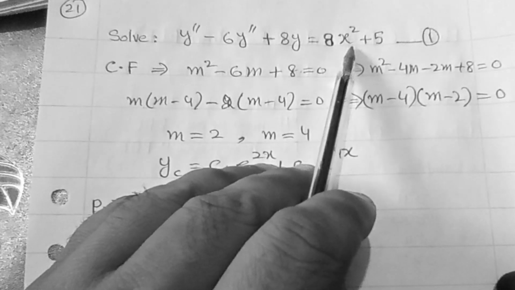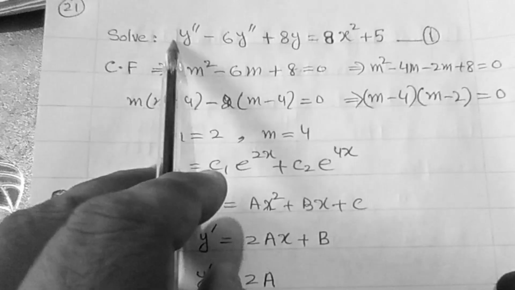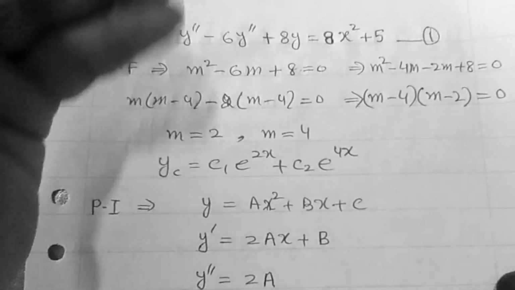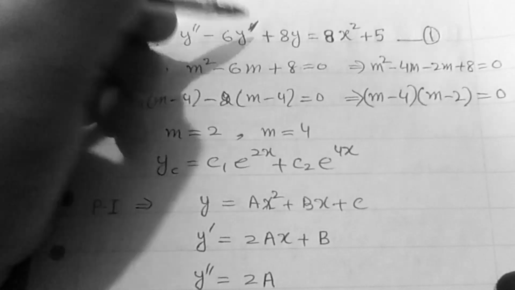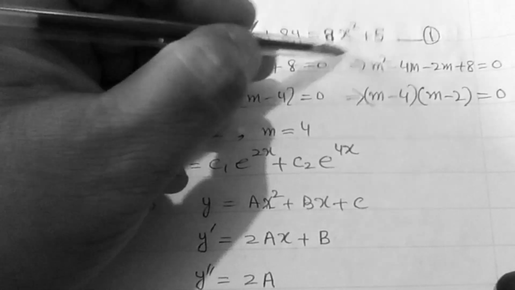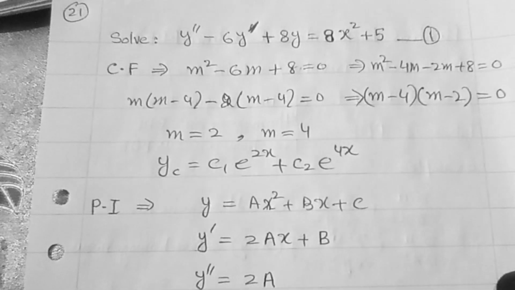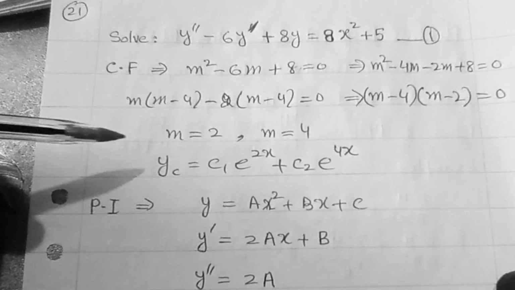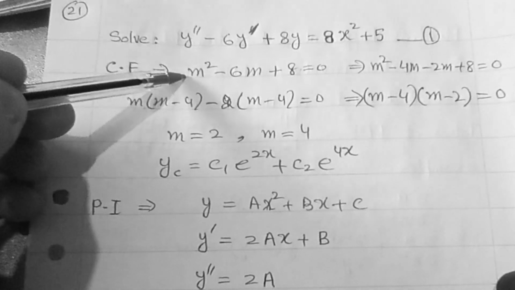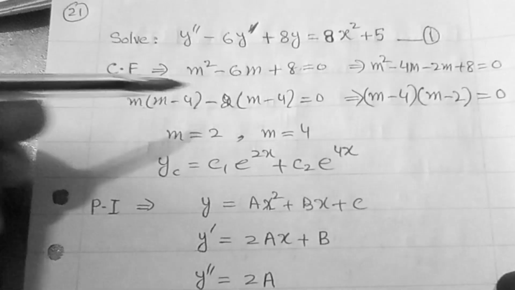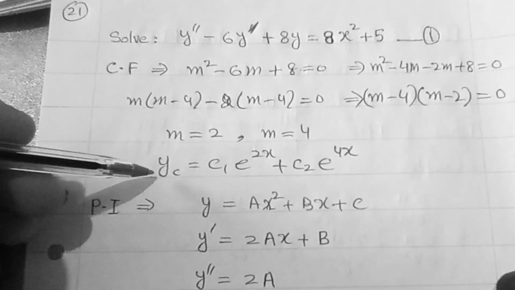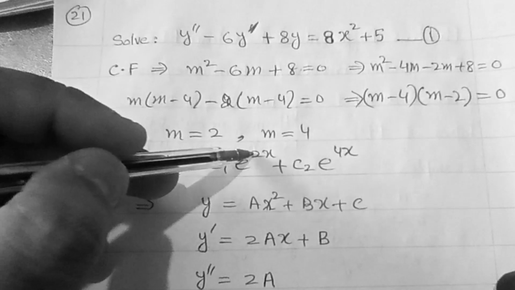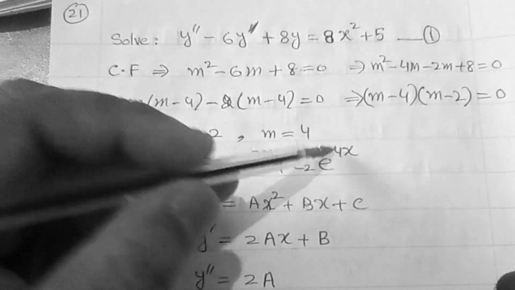So here in this problem we have a polynomial, that is y double prime minus 6y prime plus 8y is equal to 8x square plus 5. So our polynomial is x square plus 5. The complementary function for this will be from the auxiliary equation m square minus 6m plus 8 is equal to 0. So the values of m are 2 and 4. So the complementary function becomes yc is equal to c1 exponential 2x plus c2 exponential 4x.